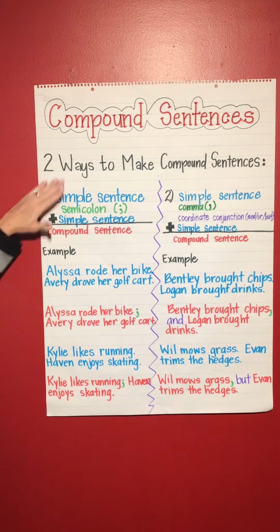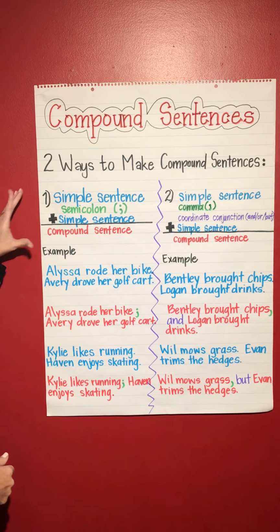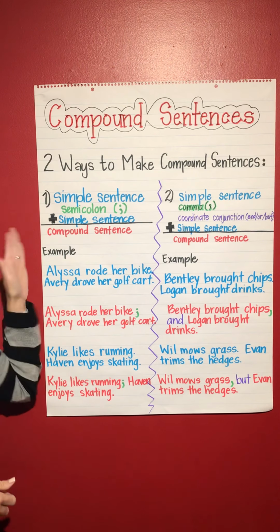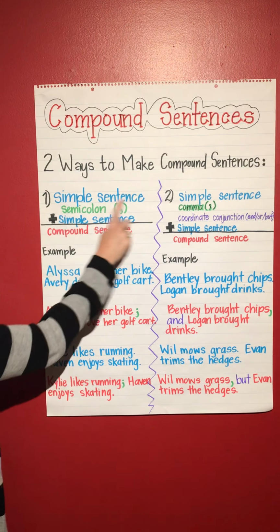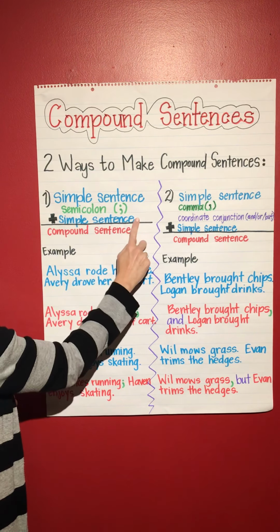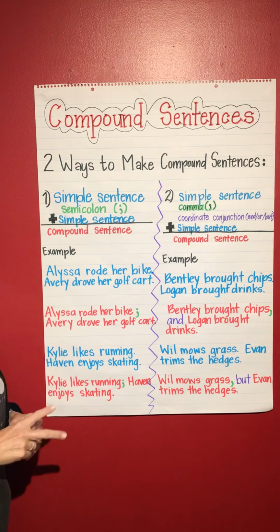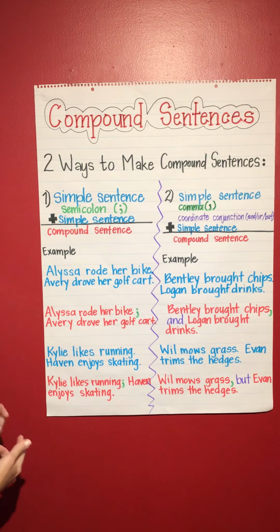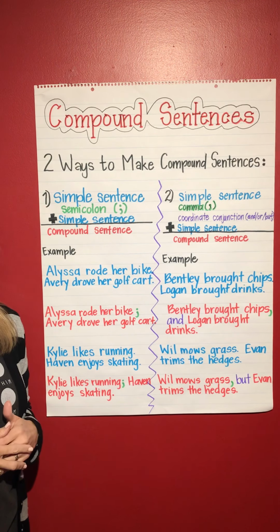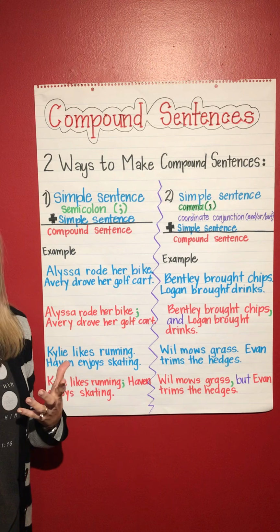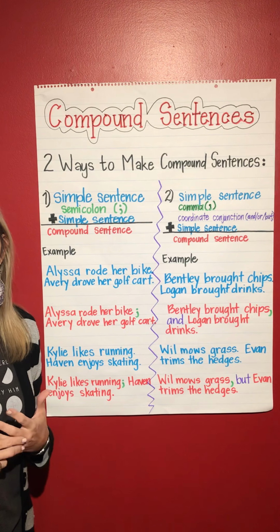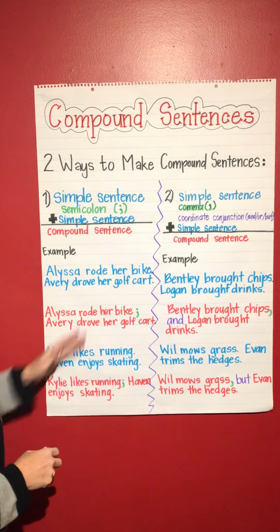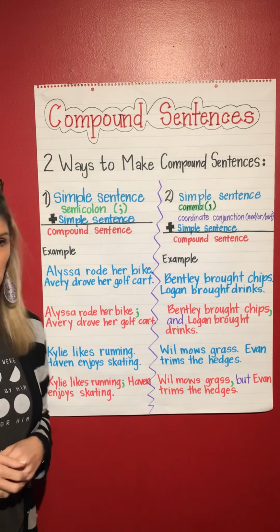I made these look kind of like math problems, to make it a little more fun. The first way to make a compound sentence is that you take a simple sentence and another simple sentence and you join those 2 sentences together with a semicolon. A semicolon is one of the most wrongly or incorrectly used pieces of punctuation out there. And so you will know how to use a semicolon.